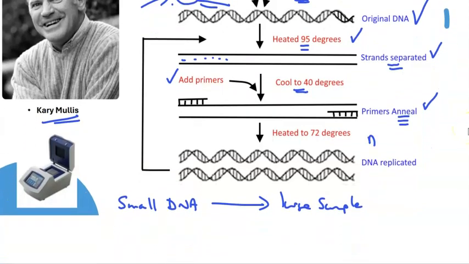With the adenine, thymine, guanine, and cytosine available, complementary base pairing takes place along each of the strands, and when heated again to 72 degrees centigrade, the strands begin to replicate. So our original one DNA molecule has now become two. So we've begun the amplification cycle.